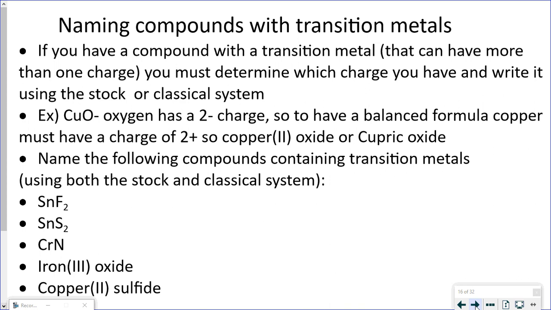So for SnF2, if you look up Sn, Sn is tin. Tin is a transition metal, so we need Roman numerals for the charge, but we don't know what the charge is right now. And F is fluorine, so in a compound, remember we changed the ending to fluoride.